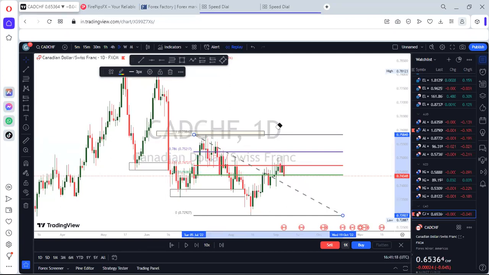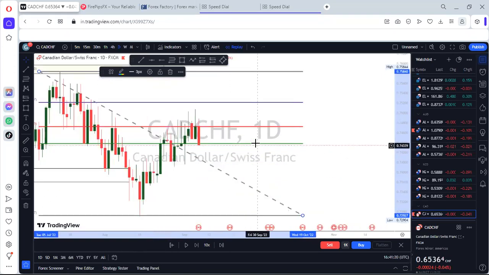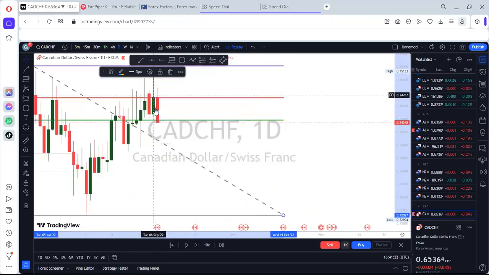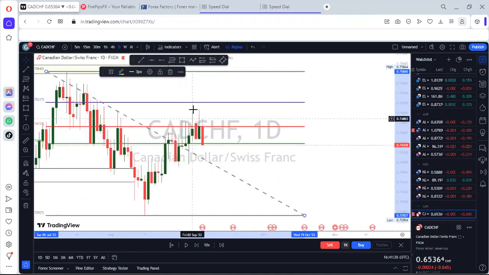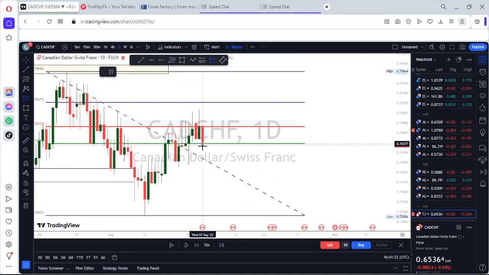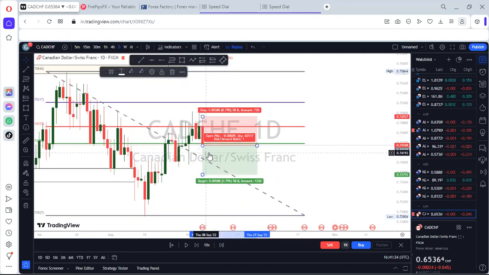It gave us a bearish confirmation pattern, which is a bearish engulfing pattern. First, we have weak rejection, then a bearish engulfing pattern. What do you think I'm going to do? I'm shorting from the next candle.